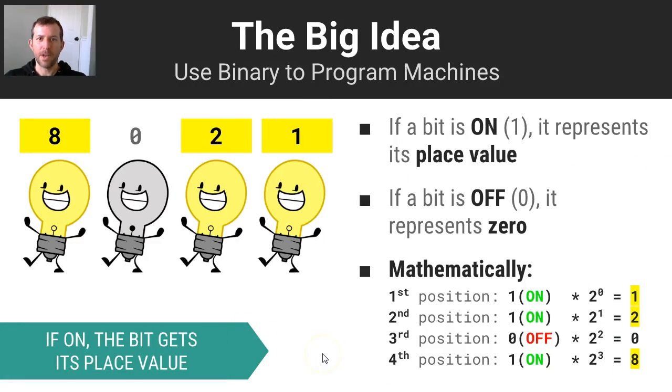So now we know where the place values come from, but it's important to note that the bit only gets its place value if it's on. Remember, in a binary number system, we can only use 0 and 1, and 1 represents on. If a bit is on, it gets its place value. If it is off, it does not. If you look at the math behind this, what you'll see is we take the value of the bit, the 1, and we multiply it by its place value. That's why we get the 1. But if our bit is off, anything multiplied by 0 is 0, so we don't get the place value.